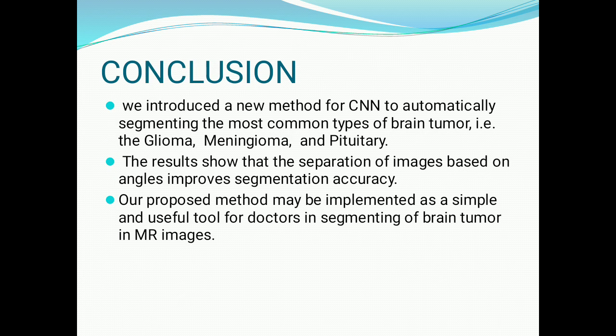And here comes the final conclusion of the brain tumor segmentation. We introduced a new method using a convolutional neural network to automatically segment the most common types of brain tumor, that is glioma, meningioma, and pituitary. The results show that the separation of images based on angles improves segmentation accuracy.